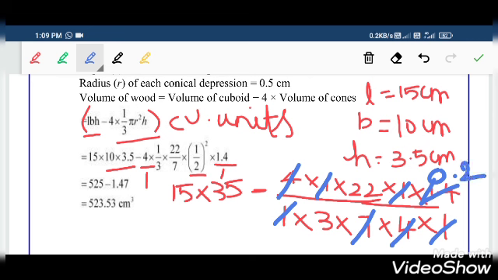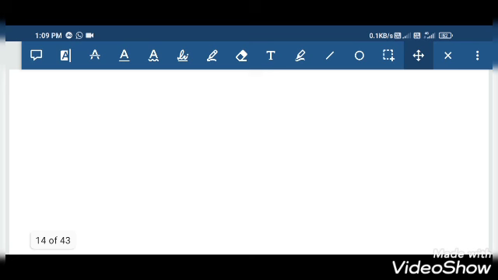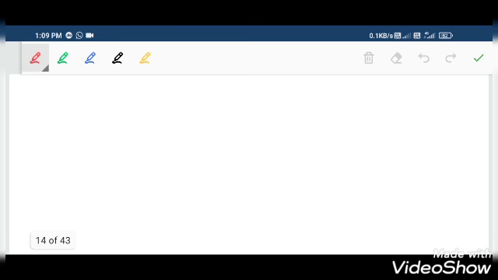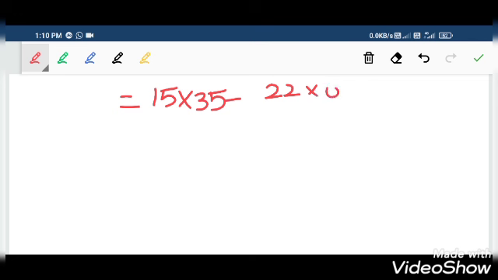So what is the remaining portion? The remaining portion seems to be 22 into 0.2. So now you need to calculate here. What is the thing we have? 15 into 35 minus 22 into 0.2 divided by 3. So this is the thing we have.